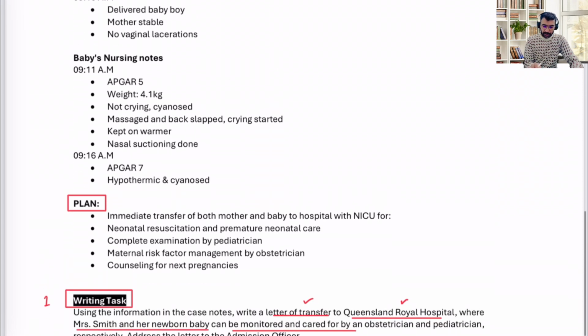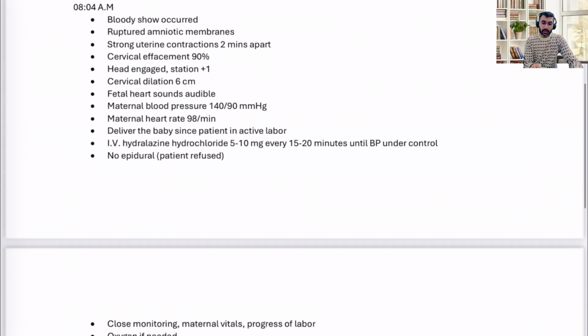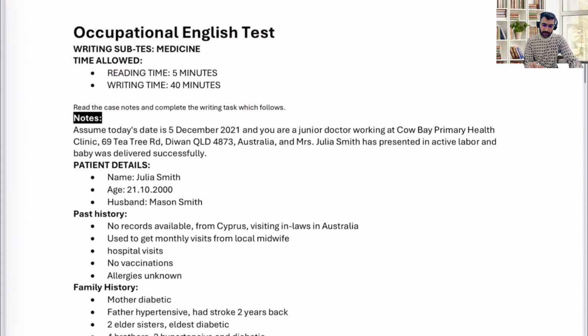So the next thing was to go through the plan, and we have gone through the plan. Third thing is to go through all the notes. We'll start from the top here, notes. From the notes, I will highlight the content which is important, the content which I will include in the letter. Assume today's date is 5 December 2021.